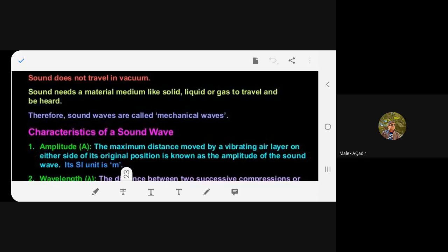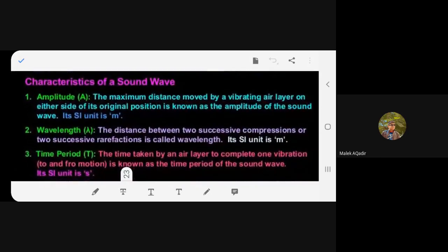Any problem regarding these three lines? No, ma'am. We already know all these things. The sound needs a medium. It cannot travel in space. Yes, we did an activity, remember. Hence, these are called mechanical waves because they need a medium. Any problem, beta? Now we'll see what the characteristics of a sound wave are.